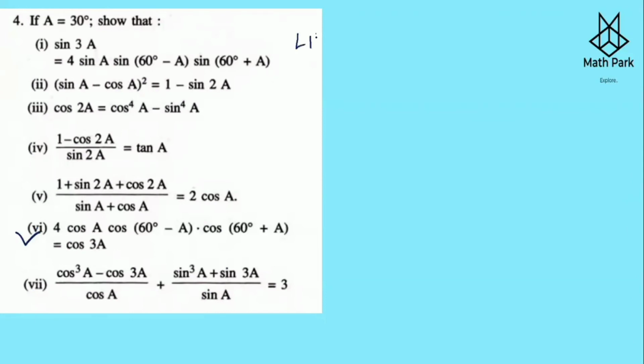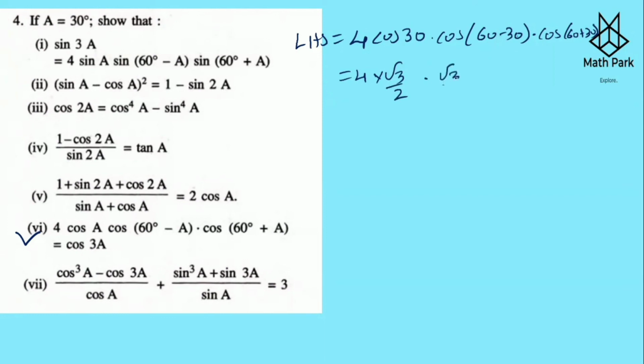Let us take LHS. So LHS is 4 cos A, that is cos 30, into cos 60 minus A, so cos 60 minus 30, into cos 60 plus A, so cos of 60 plus 30. And let us simplify this. 4 cos 30 is again root 3 by 2, into 60 minus 30 is again 30, so this is also going to be root 3 by 2. Cos 30 is root 3 by 2, into cos 60 plus 30 is cos 90, and cos 90 is equal to 0. So this is how you get 0.